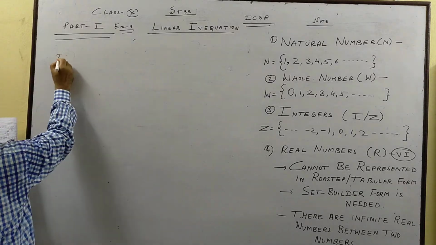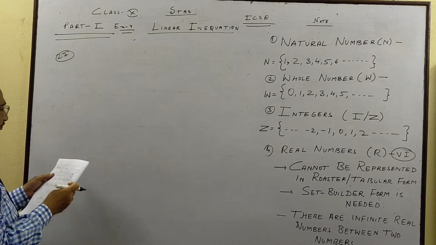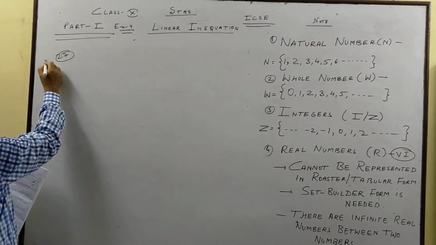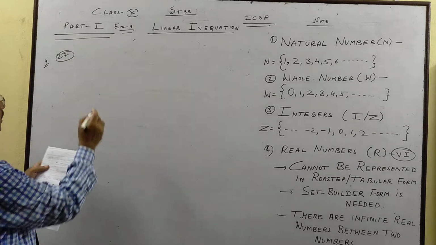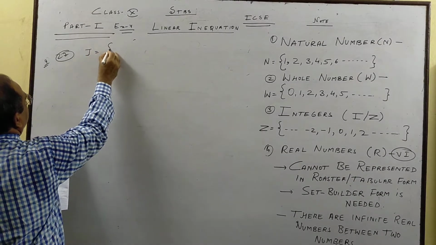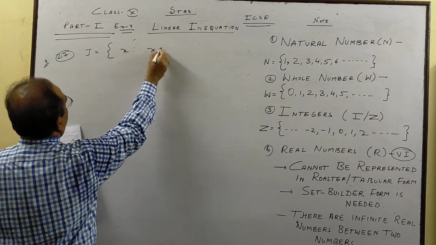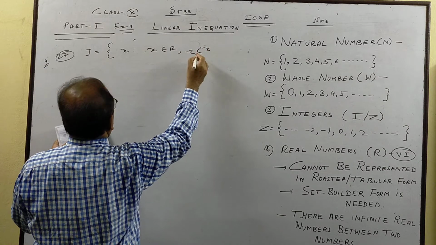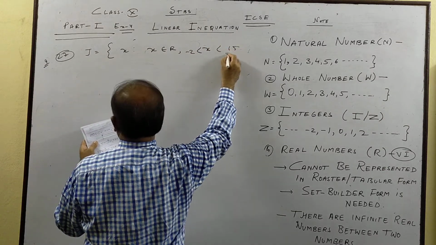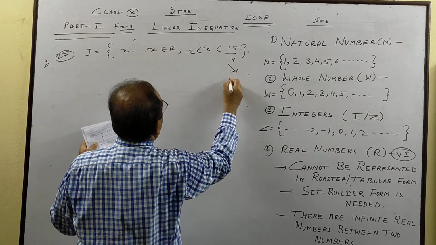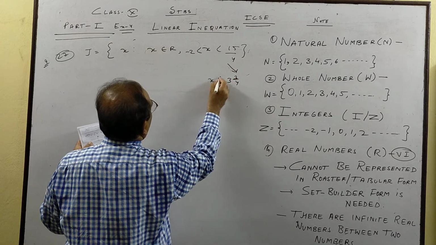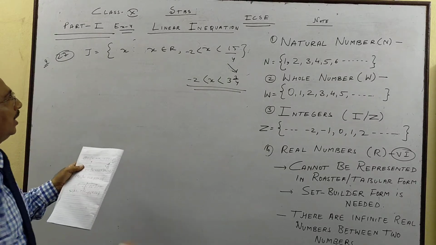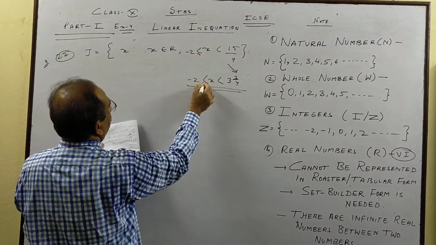Plotting, question number 27. See here. My order, if you see, maybe this is 9 or 10, whatever, but it is the book's question. Let it be J, set of X such that X belongs to R. X is greater than minus 2, less than 15 by 4. This is nothing but 3 by 4. So X is less than 3 by 4, and here there is a sign greater than.